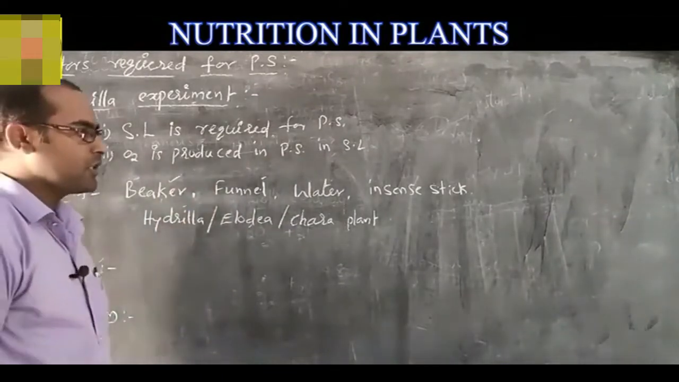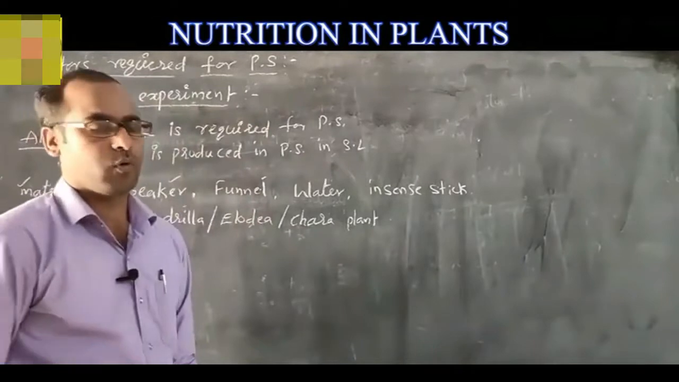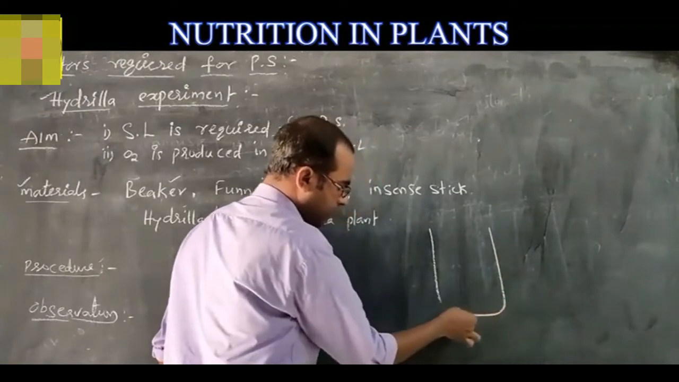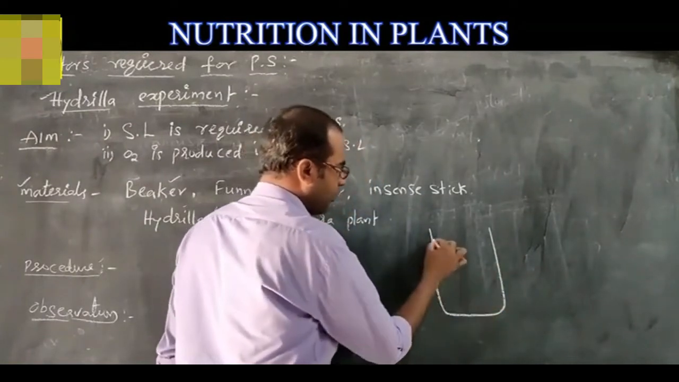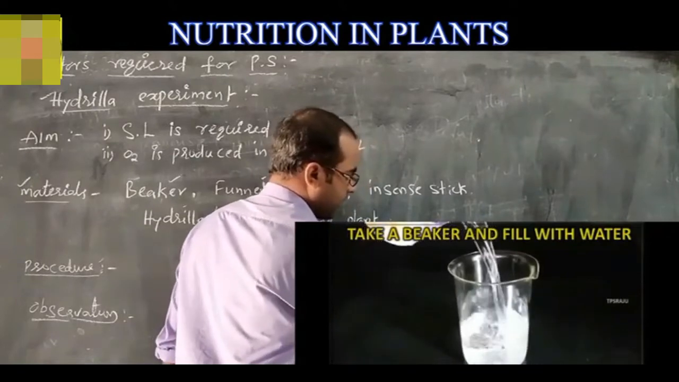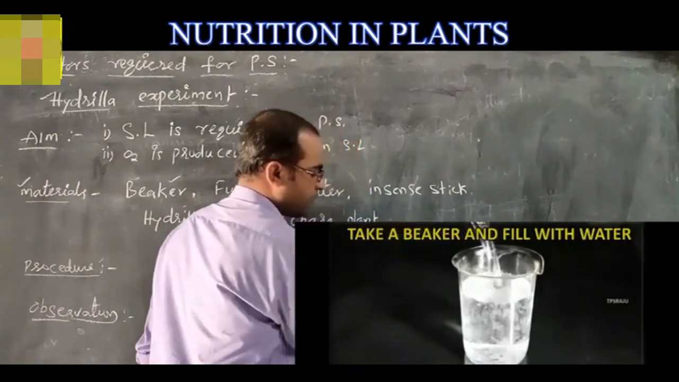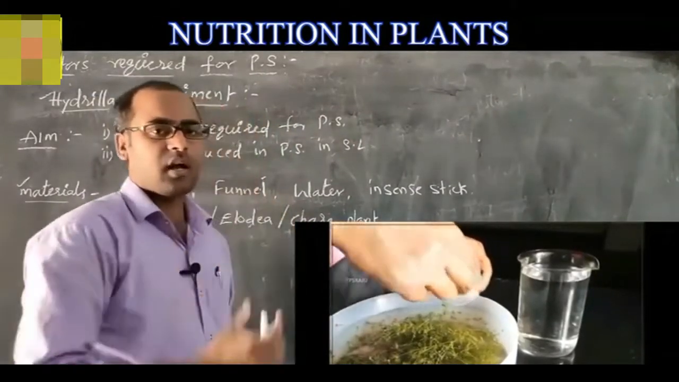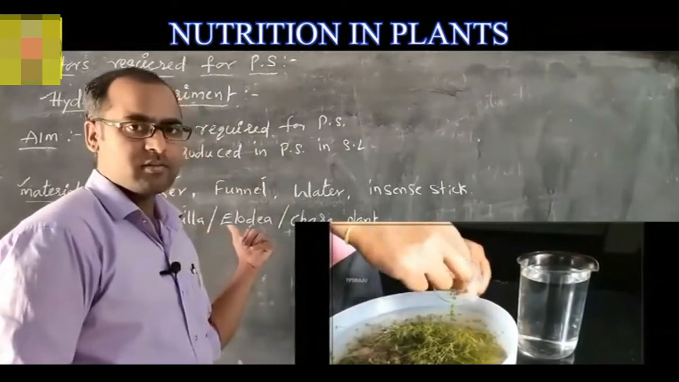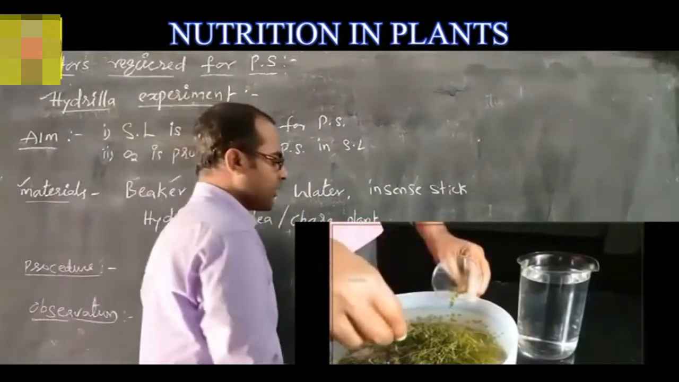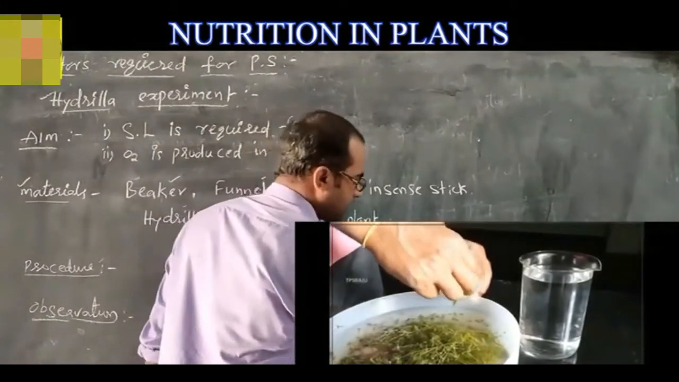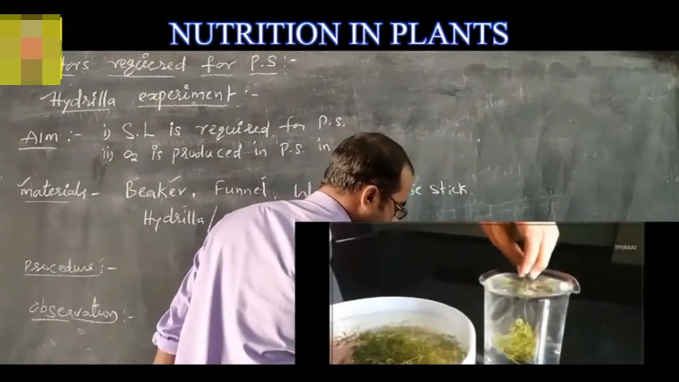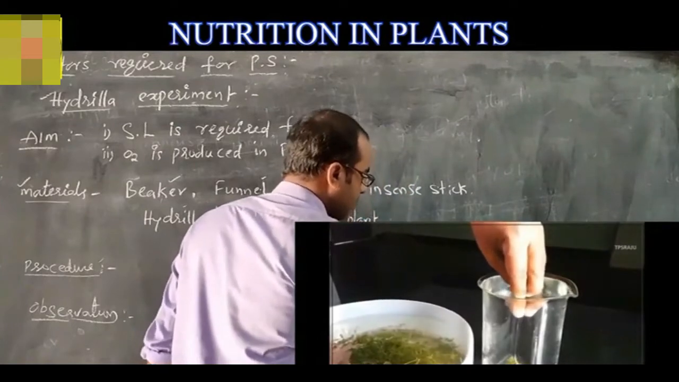Then the procedure. What is the procedure that we have to follow? Let us take a beaker and fill it with water. Then take a funnel, and take some Chara plants or Hydrilla plants, pieces of the plant. Place the Hydrilla plants in the funnel and invert the funnel into the beaker.